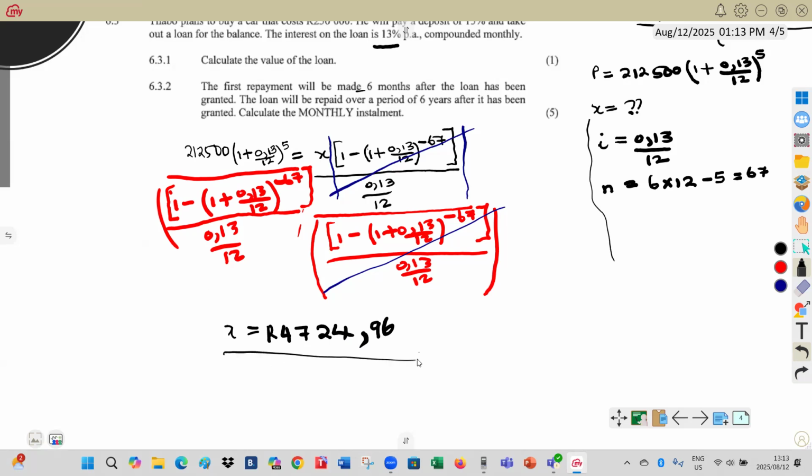This amount is representing the monthly installment. Therefore, that amount, 4724.96, is the monthly installment.